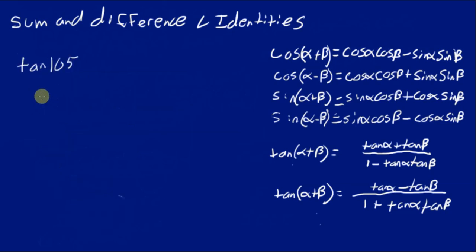The next example is going to be the tangent of 105, and it shouldn't take you too long to figure these out. They're going to be a little more difficult when we have the radian measures in there. And there's no one way of doing this. I picked 60 plus 45, but you could come up with another difference or sum which would work also.